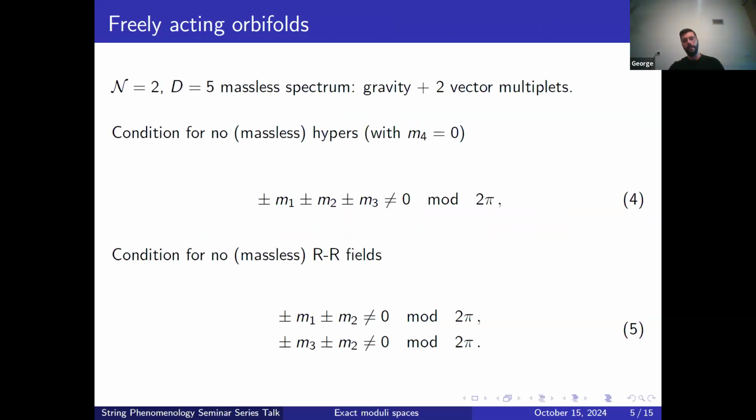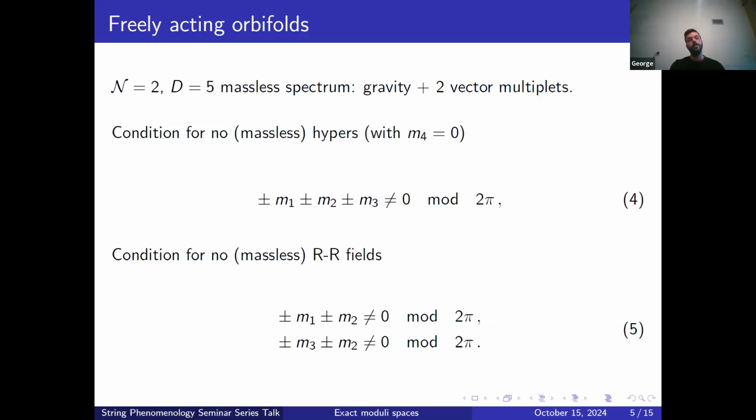Now, let me explain a bit the spectrum of these models that we construct. For all the models that I consider here, the massless spectrum will always contain the gravity multiplet and 2 vector multiplets. Also, for this talk, I will focus on models with no massless hypermultiplets. There is a condition on these parameters that we turn on, condition 4. This says that no combination of these parameters should add up to 0, and if this condition is satisfied, then there are no massless hypermultiplets.